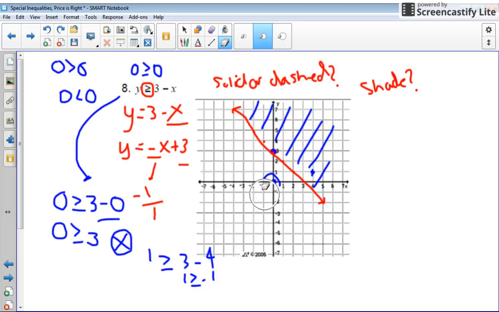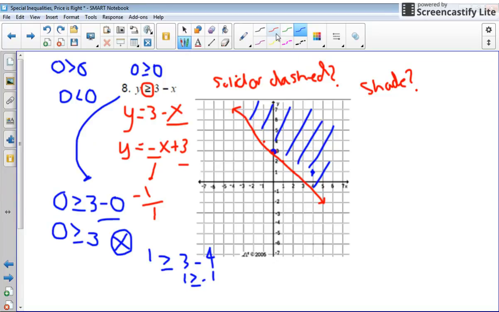Now, you don't have to do that for everyone. If you find a point that doesn't work, shade on the opposite side. If you find a point that works, shade on that side. Basically, this is saying any point in this half plane, not the full coordinate plane, but this half plane, will make this inequality true. It will make y greater than or equal to 3 minus x. The y coordinate is greater than 3 minus the x coordinate, always on this line or above this line, and that's an inequality.